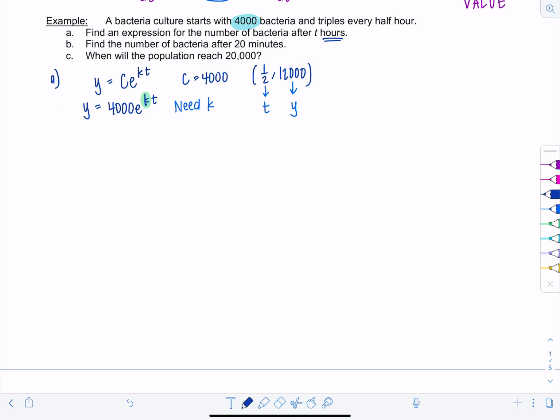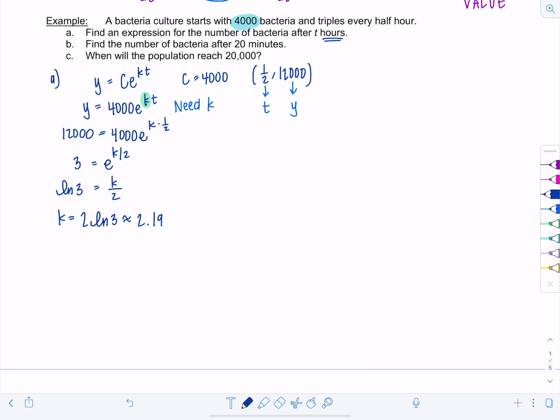So here we go. We've got 12,000 equals 4,000 e to the k times 1/2. Divide both sides by 4,000. I have 3 equals e to the k over 2. Let's take the natural log of both sides. So ln of 3 equals k over 2. So k equals 2 ln of 3. So this is approximately 2.1972. Okay.